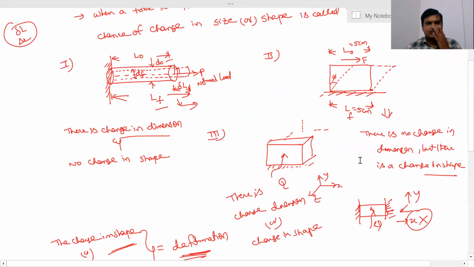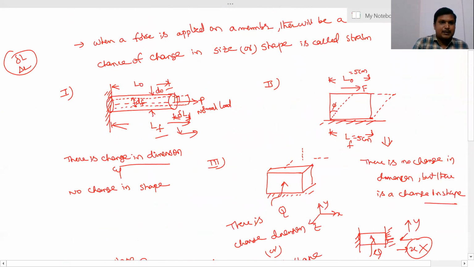So from case 1, I am explaining. Here you are applying the normal load, so the normal stress or normal force.